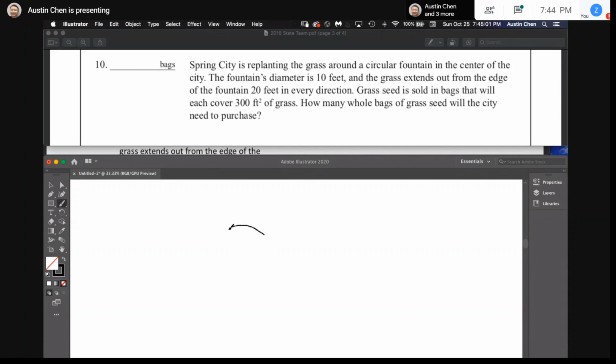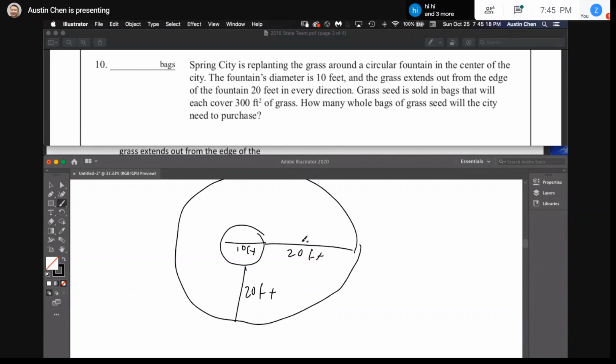Okay, so what is this? We have a fountain in the middle. It's a diameter of 10 feet. And we're told that grass is everywhere else, extending 20 feet in every direction. It's like 20 feet there, 20 feet there, right? So what does that make? Well, then that's just another circle of grass, right?